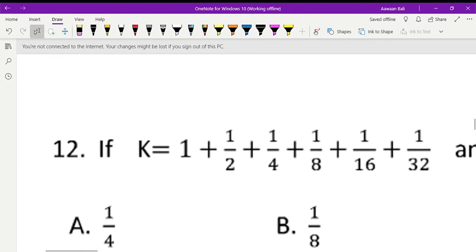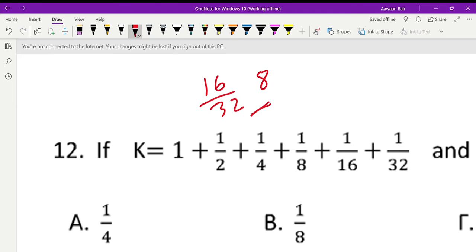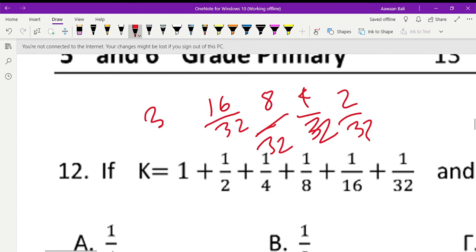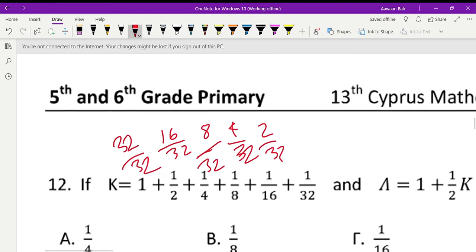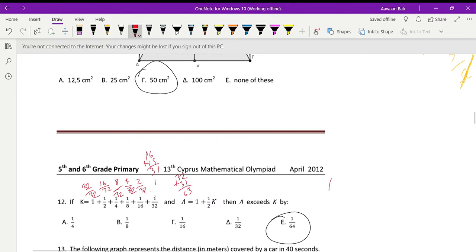So we have 32. So we can keep the 1 as itself, since we know that's 32 upon 32 directly. And then we have 16 upon 32. Then 8 upon 32. 4 upon 32. 2 upon 32. And you see how they double, and they halve each time. So basically, that's what's happening. So we can do 1 plus 2, 3 plus 4, 7 plus 8, 15, 16 plus 15 is 31. So 32 plus 31 is 63 upon 32.